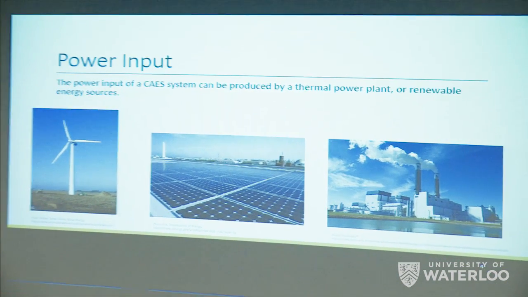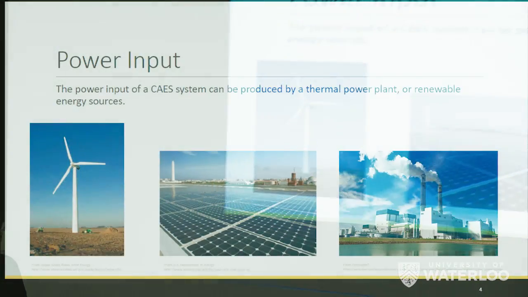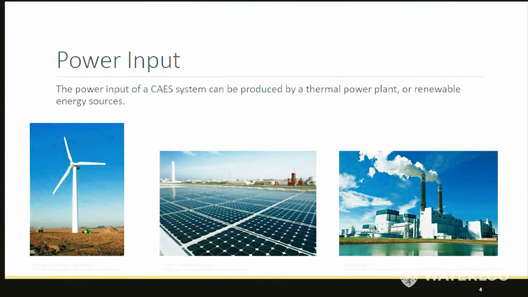So now I'm going to explain a little bit of each of the components in the CAES system. First of all, the power input. The power input, as I mentioned before, can be from a common fossil fuel power plant with a steam turbine, gas turbine, nuclear power plant, any kind of power plant. Or it can also be brought from renewable energies.